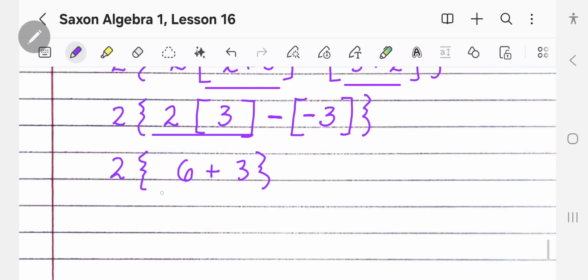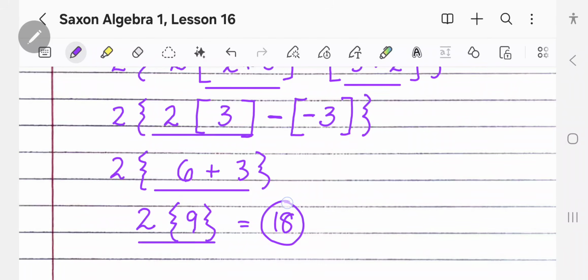Okay, I have some symbols of inclusion here. I'm going to add those. That's 9. Copy everything else down. And then I'm going to do this multiplication, and I get 18.